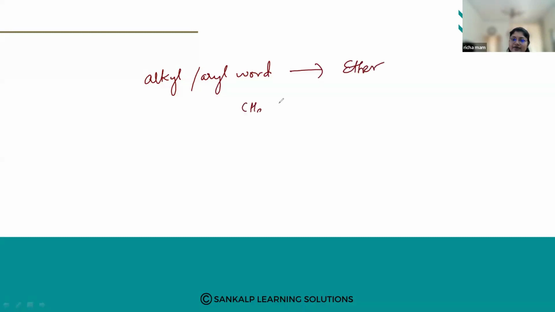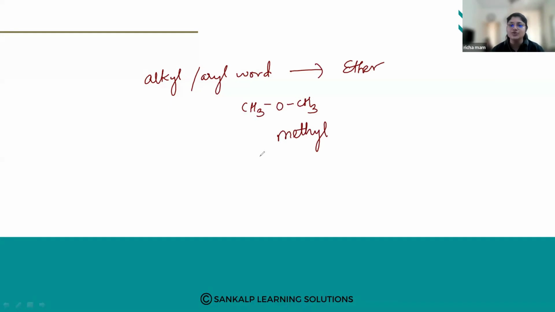Suppose, for example, I have CH3OCH3. What I have is a methyl group. How many methyls are there? When you have more than one, you represent it as di, tri, tetra. So this is dimethyl, and then followed by the word ether. So this is the example.